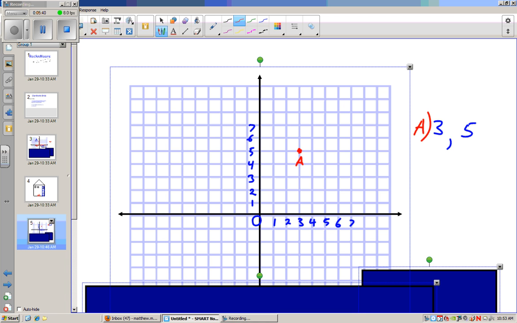A is 3, 5. We could also have circumstances where there's already something there. In this one, it has an X there, and if I asked you, what point is the letter X at? You would go over, and it is at 6, 6. And in this case, it doesn't matter which number is first because they're both the same.